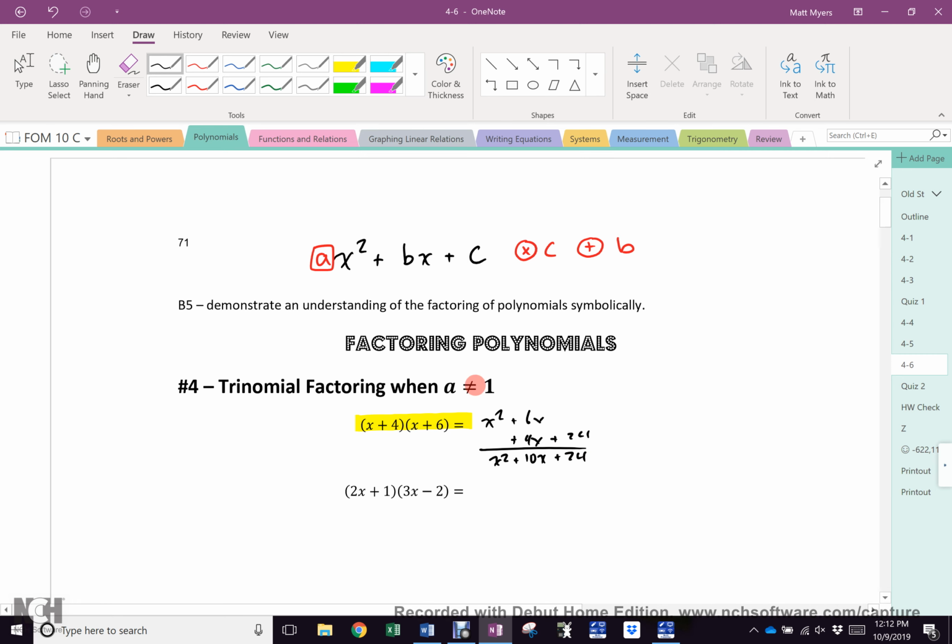Now, if we got to there, of course, we would factor it backwards, and you would need to multiply to 24 and add to 10. All of us can do this, no problemo, yes? Yes, yes? 6 plus 4 is 10. 24.